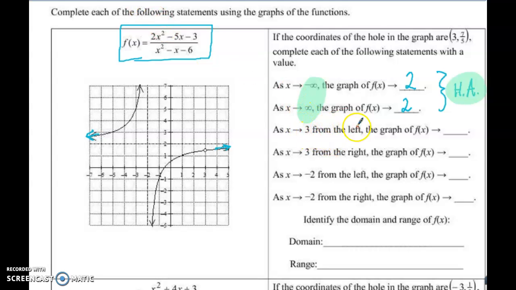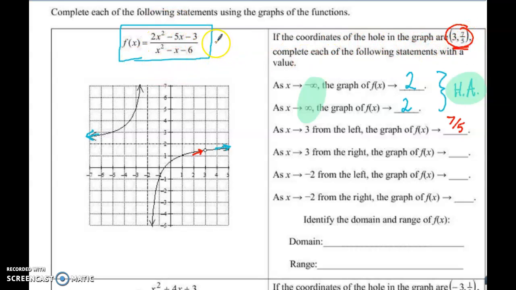As x approaches 3 from the left, looking at 3 on the left side, the hole is getting closer and closer to 7/5. And I only know that because of this. I didn't do any work with the problem. They told me the hole was right here.